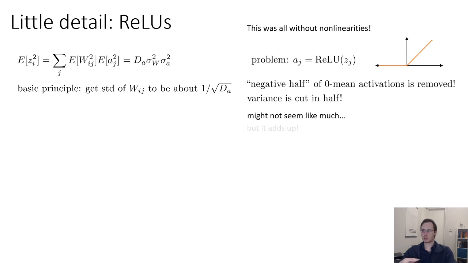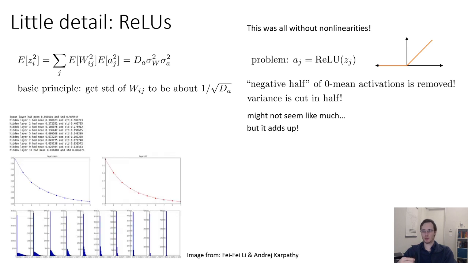This might not seem like much, but it does add up. So here's that plot. This is for a deeper network. This is showing, again, standard deviation. You can see that the histogram of weights at the bottom does get pretty peaked at 0. Not nearly as quick as with the tiny numbers, but it still gets peaked at 0.